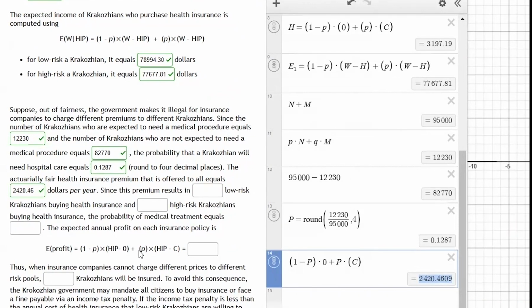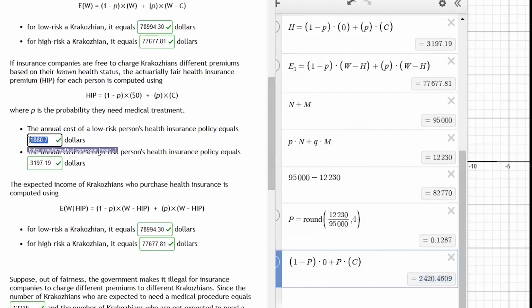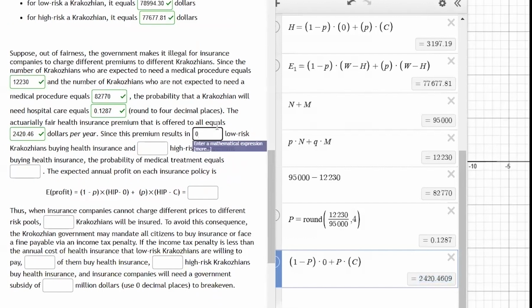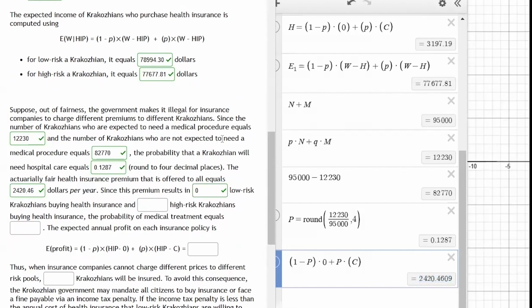Now, since this premium results in what? What's going to happen here? Low-risk people are willing to pay up to that amount. They're not willing to pay more than that amount. So this results in 0 low-risk Caucasians choosing insurance, because this premium is too high for them.